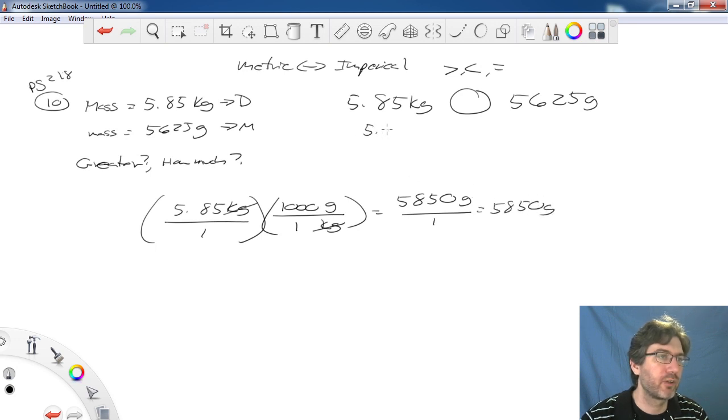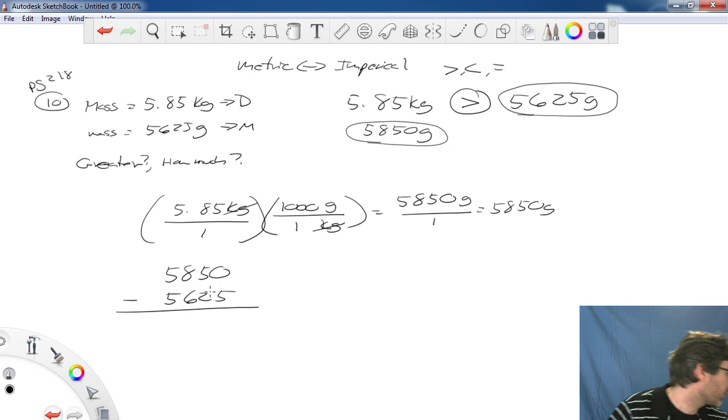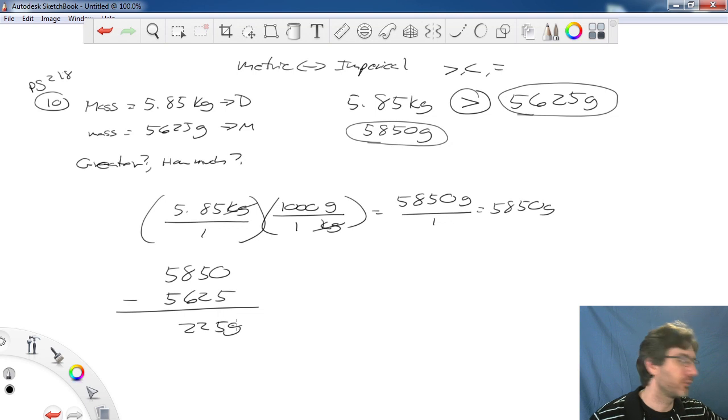So this is 5,850 grams. And then you compare this number to this number. Right, this goes with the kilogram side, this one's larger, so you're going to go with that. And then it asks you by how much, so then you just subtract the two to get your difference. So then you can come over to the side somewhere and do 5850 minus 5625 and get your answer there. And you should be getting something along the lines of 225 grams.